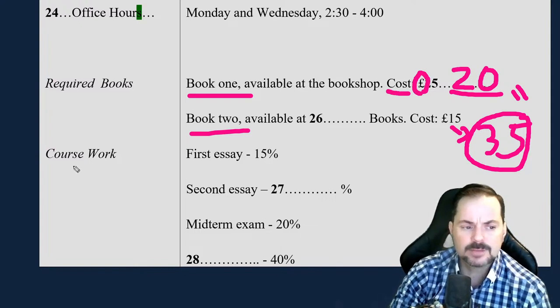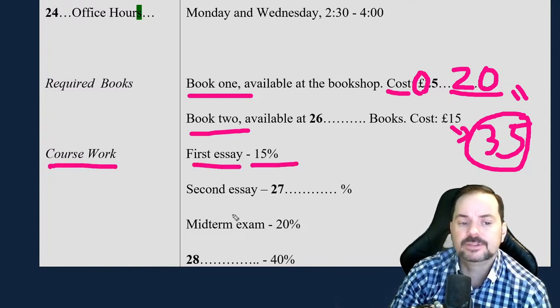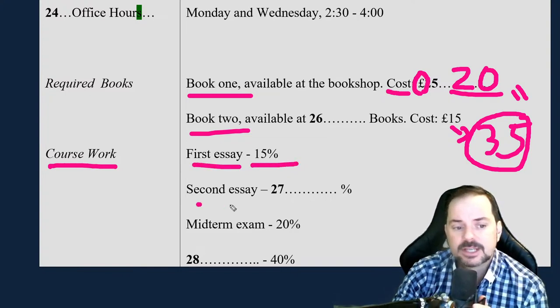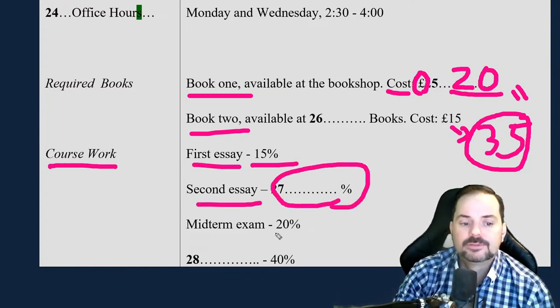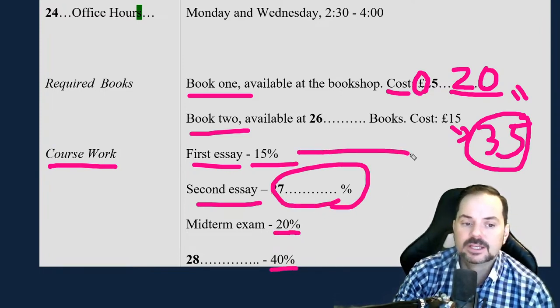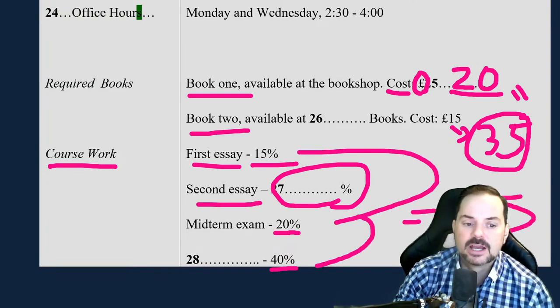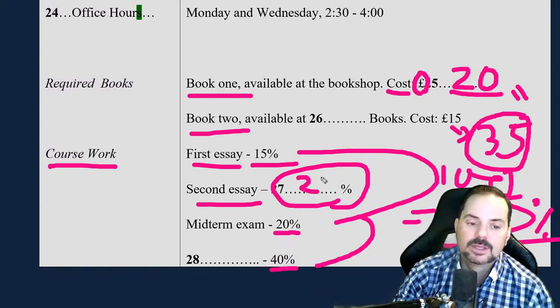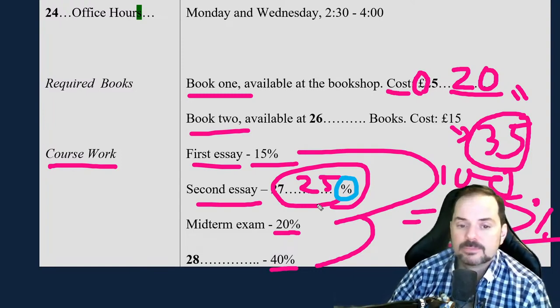Okay? Same here. Coursework, first essay, 15%. Second essay, what percent? Well, if the midterm's 20 and this is 40, then 15 plus 20 plus 40 equals 75, right? And 100 minus 75 will equal 25. Now again, be careful, students. You've got the percent symbol right there. So you don't need to write the word or the symbol, okay?